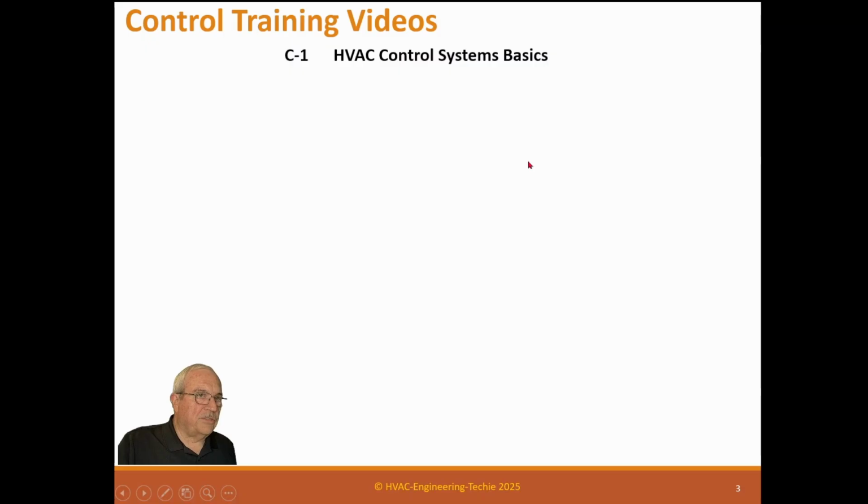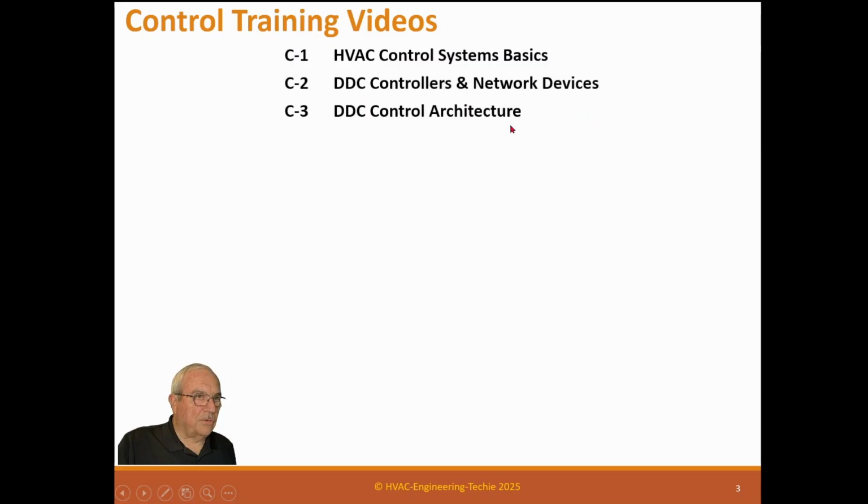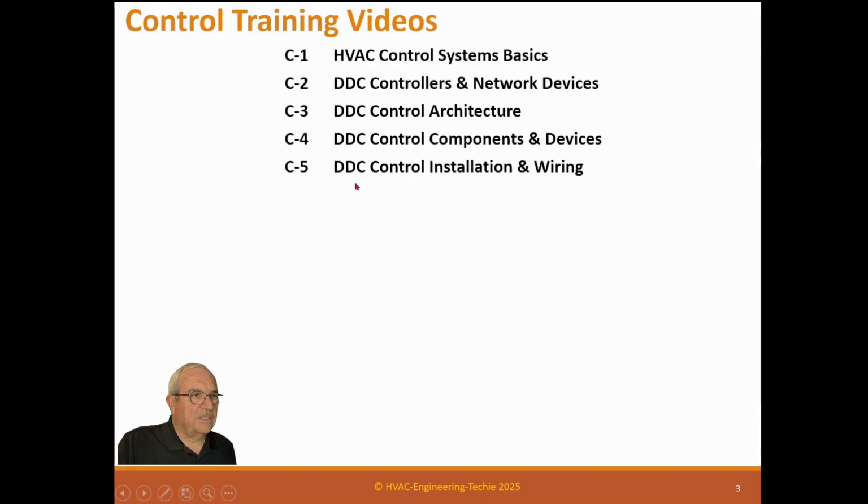C1 is HVAC control system basics. C2 is DDC controllers and network devices. C3 is DDC control architecture. C4 is DDC control components and devices. C5 is DDC control installation and wiring.